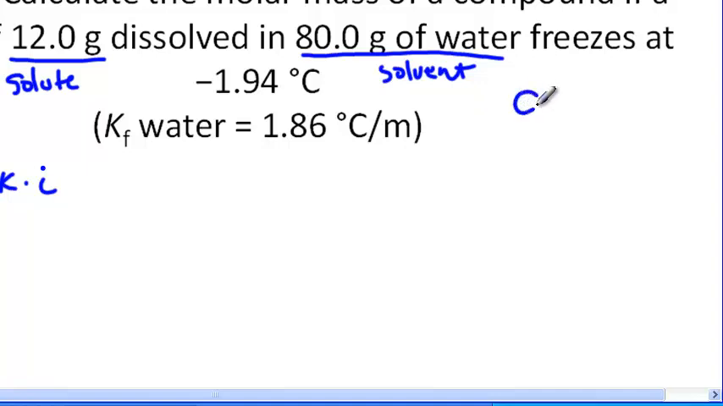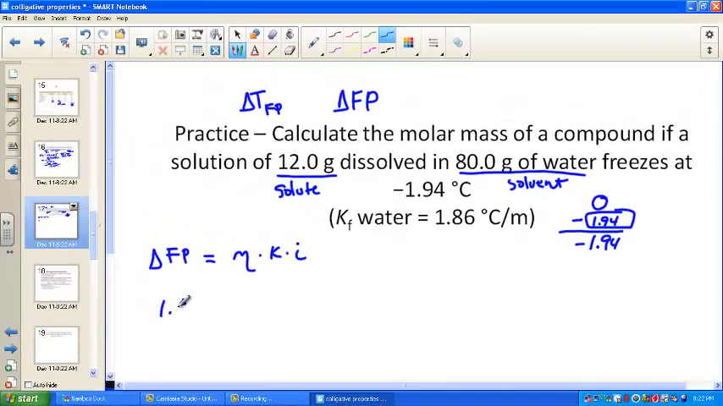Well, the change in freezing point we know. If the normal freezing point is 0, and it's now freezing at negative 1.94, how much did it change by? Well, it changed by 1.94 degrees. So the delta freezing point is 1.94 degrees. Remember, change is always a positive thing. 0 minus the change is negative 1.94, but that negative sign isn't part of this. It changed by 1.94 units.